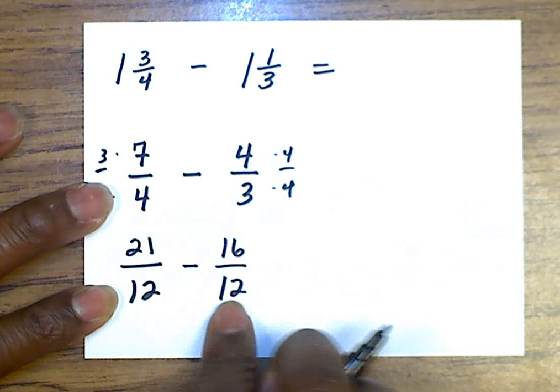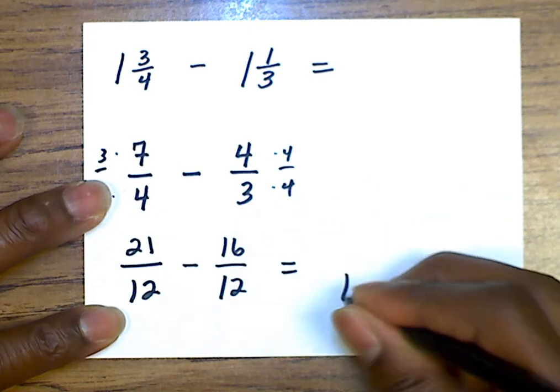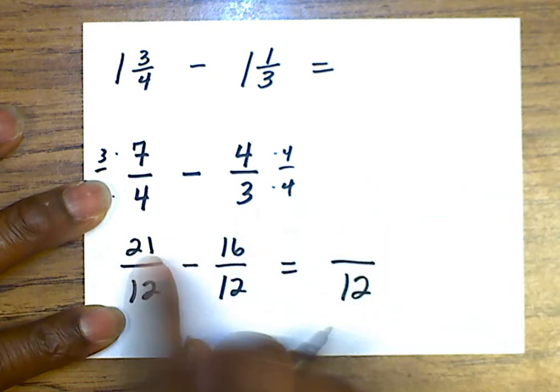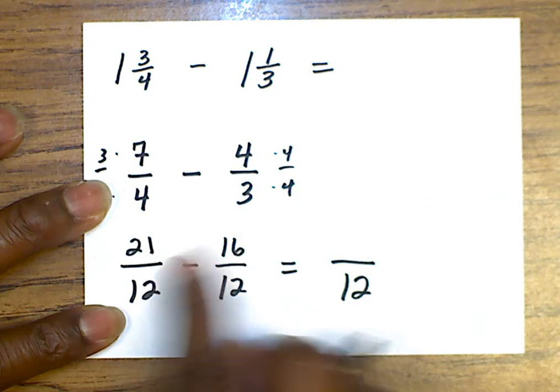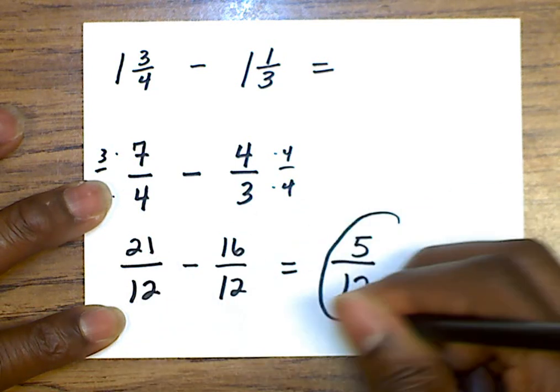Again, my denominators are the same, so I can do the problem. The denominator stays 12. My numerators, I'll subtract. 21 minus 16 is 5. And so our answer is 5/12.